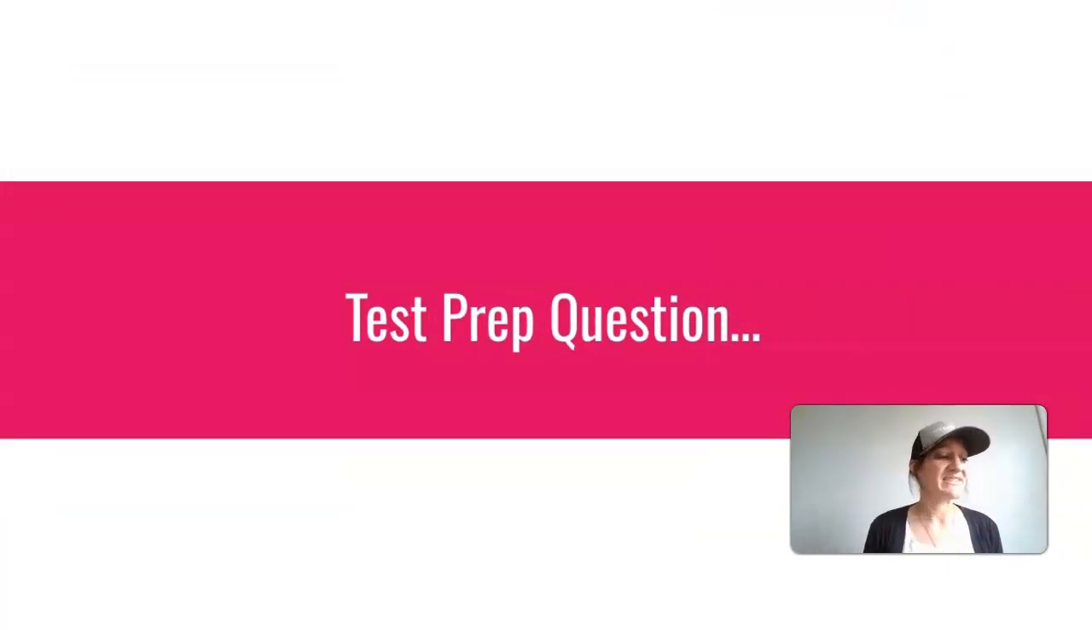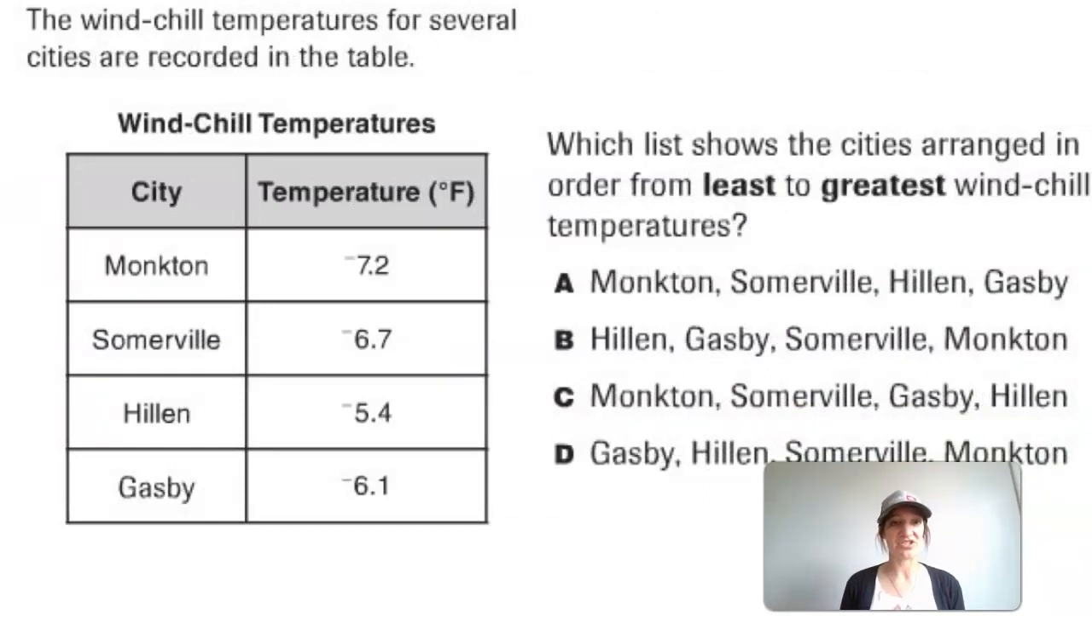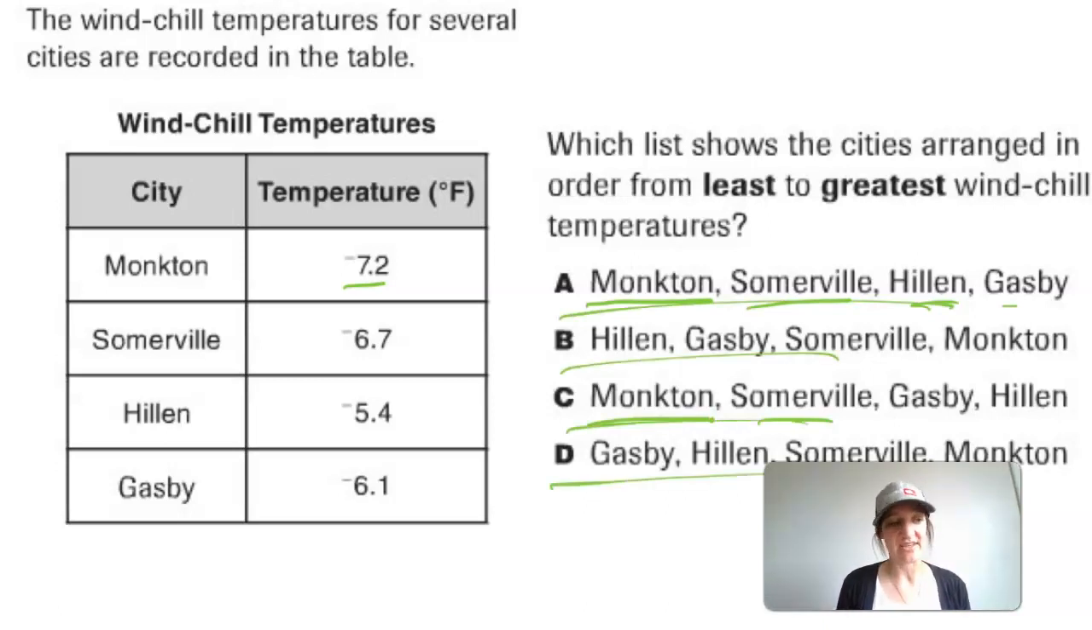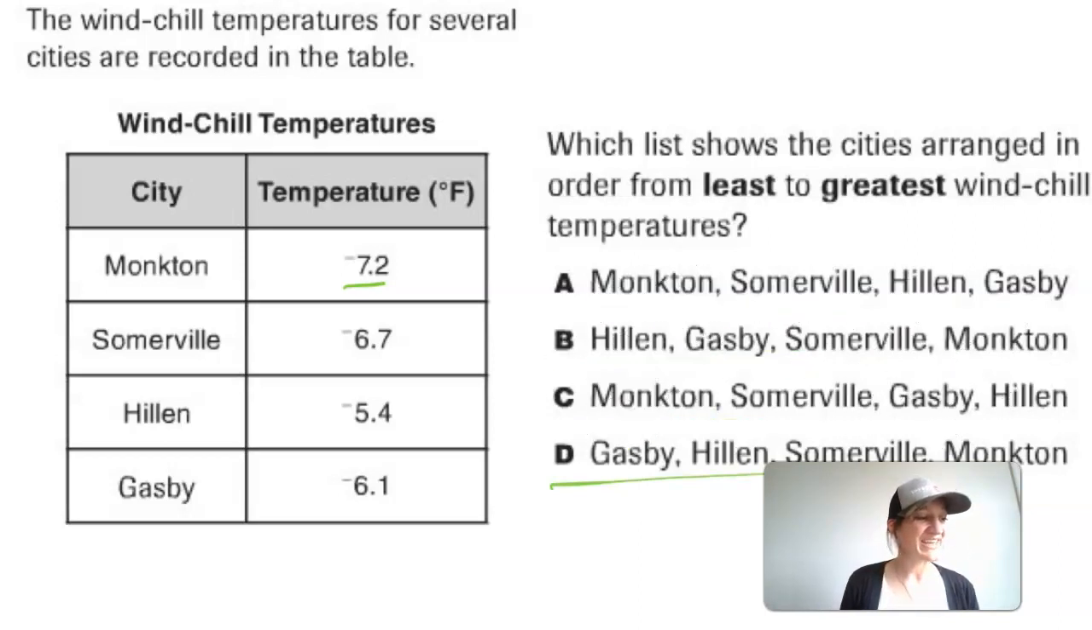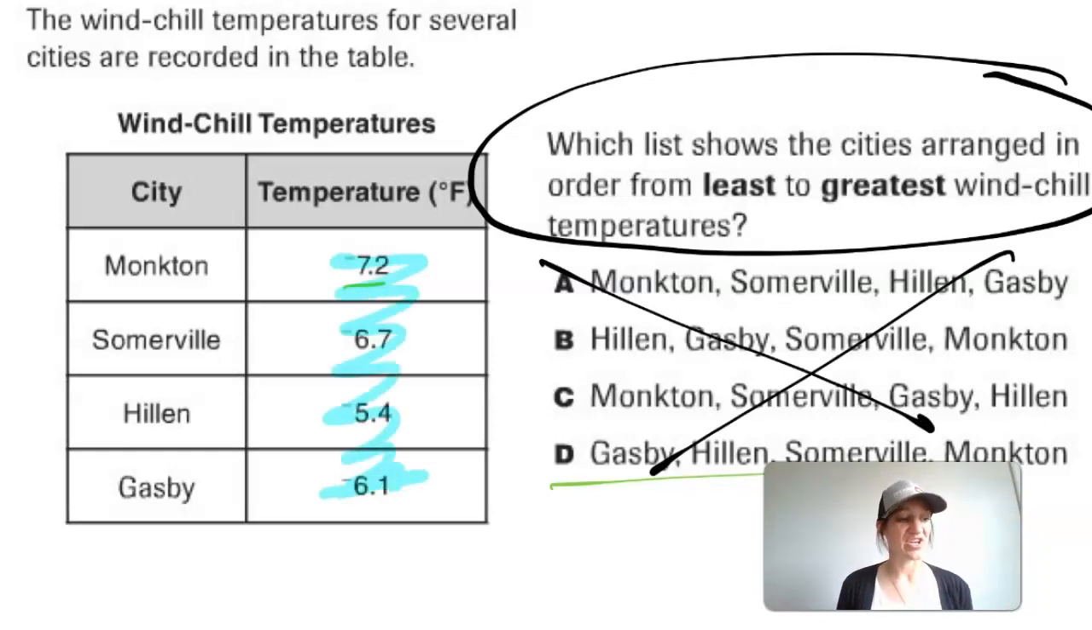When you see a question like this, I have a lot of kids that are like, which list shows the least to greatest? And they're like, okay, well, Moncton is -7. Is that bigger than Somerville? And then Hillen, and then, well, no, what about... And they're looking at just the options. What I want you to do is ignore the options, just figure out the answer, and then you can match it up. So instead of looking here, let's look where the numbers actually are.